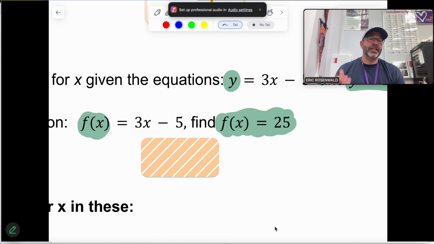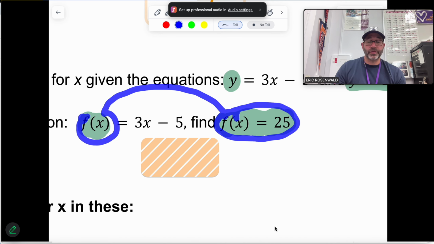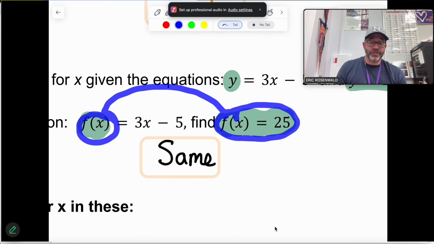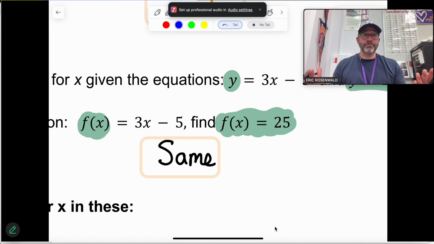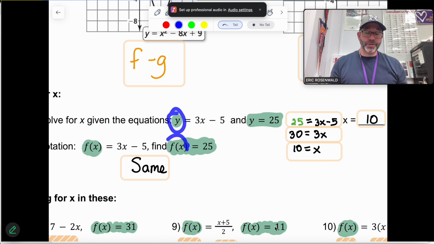Well, the new notation looks like this. Remember we said that instead of using a y, we're using f of x. And if I tell you that f of x is equal to 25, and I'm asking you to solve for x, let's take f of x and replace it over here. So we know that f of x is 25. That's going to look like this. It's the exact same thing as the problem we just did. So nothing changes. It's just the way that the notation looks, because instead of a y, we're using f of x. So let's try a couple of these problems.